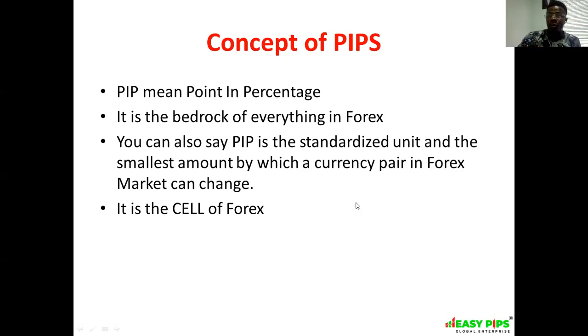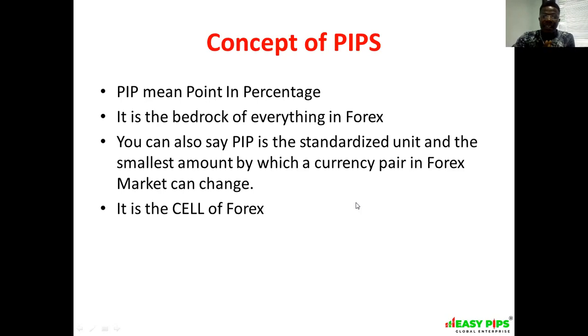Let me give you an example. Let's say someone just asks you to measure the length of your room. You can either measure in centimeter, meter, feet, and so on. And anywhere in the world, if they tell you something is 10 centimeter, it is 10 centimeter everywhere in the world because it is a standard measurement. The same thing applies to PIP. PIP is the standard measurement for Forex. So if a currency pair increases in value by about 10 pips, 10 pips here is 10 pips everywhere in the world in this Forex business.